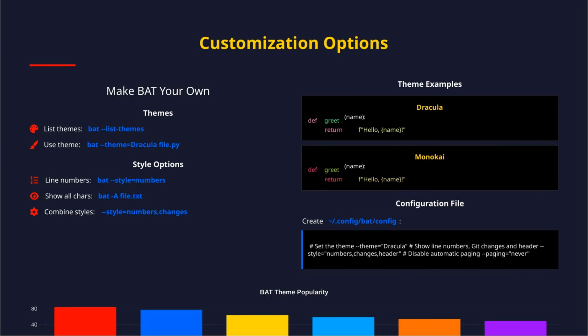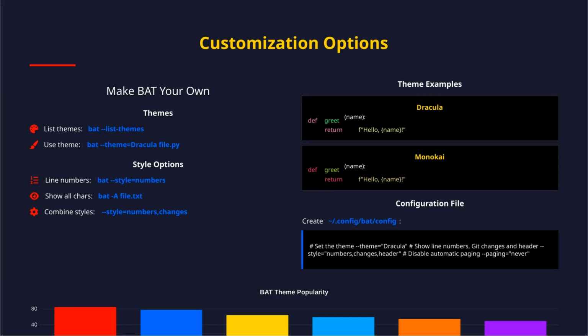Now, let's talk customization, because bat is pretty flexible when it comes to making it your own. First off, themes. Bat comes with a bunch of built-in themes. You can see them all with bat --list-themes. My personal favorite? Probably Dracula or Monokai. But there's also Solarized, GitHub theme, Nord, whatever matches your terminal setup. To use a specific theme, just add --theme=Dracula to your command. Or better yet, set it permanently in your config file.